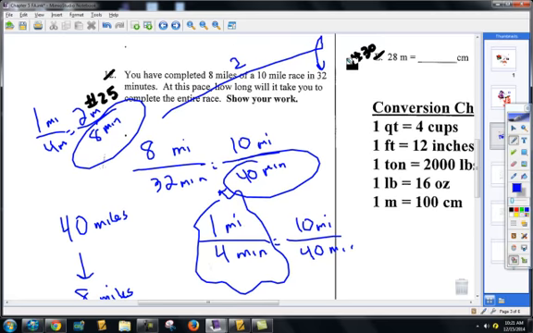But I'll accept both. I'll accept 40 and I will accept 8. The reason is, again, because if you interpret it as how long would it take to finish it, it would be 8 minutes. But the reason it's 40, the real answer is 40, is because it wants to know how long it would take you to complete the entire thing, all 10 miles.